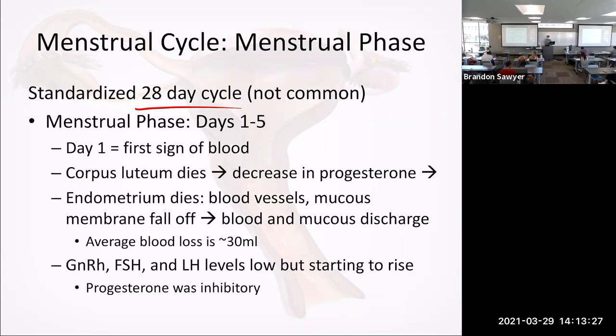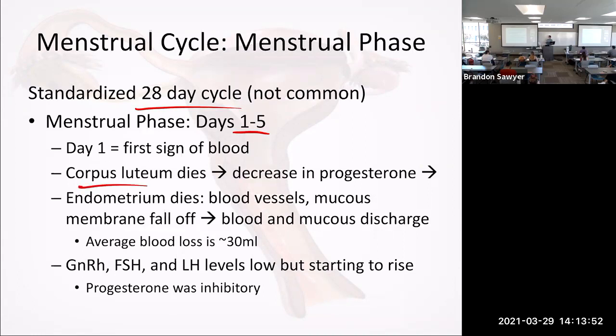So the menstrual phase is days 1 through 5. And that's the easiest way to know where we're at in the cycle, because that's when the first sign of blood is. Okay, so day 1 is the first sign of blood. This is right after the corpus luteum dies from the previous cycle, right? And that corpus luteum was keeping the endometrium alive, right? And so if the corpus luteum isn't there anymore, then the endometrium dies and bleeding starts. And that's really what happens.